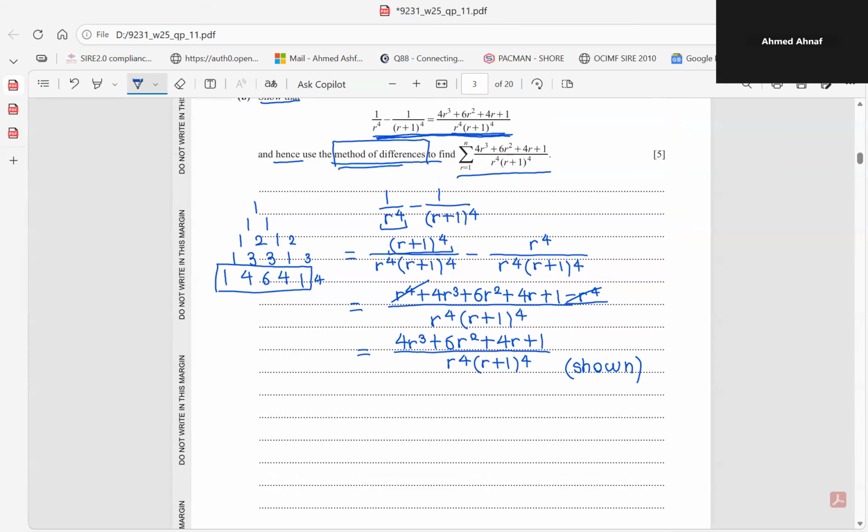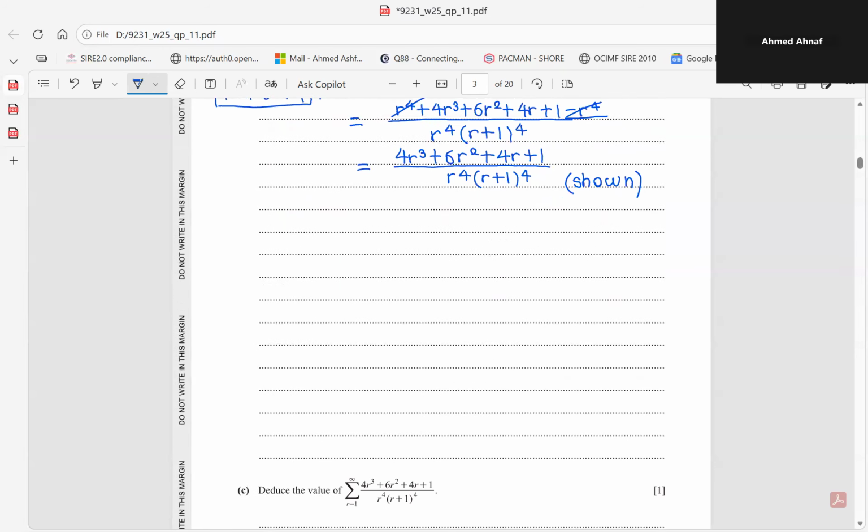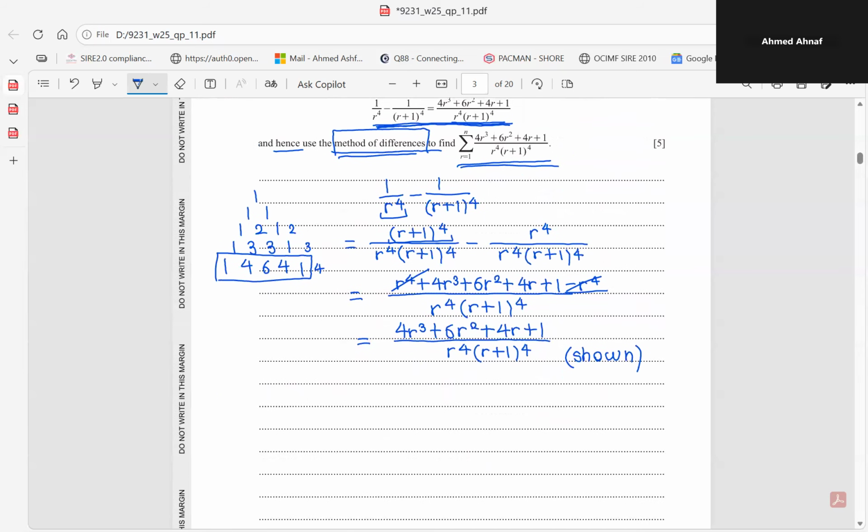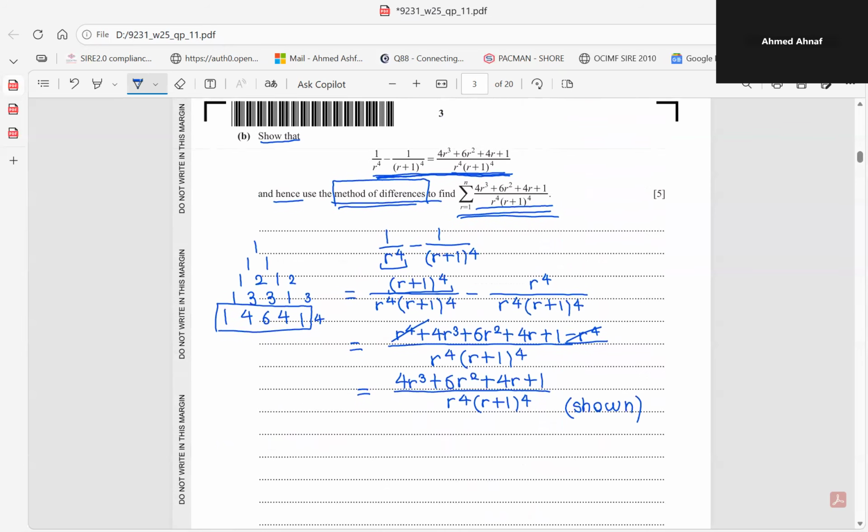Now we're going to use the method of differences to figure this summation out. As you can see, the summation here is basically the exact same result that we proved. The term inside the summation is the exact same term that we proved in here. So for the method of differences, you're going to have two terms that are subtracting with each other. So you cannot just start off with this. You have to change it to this form in our case.